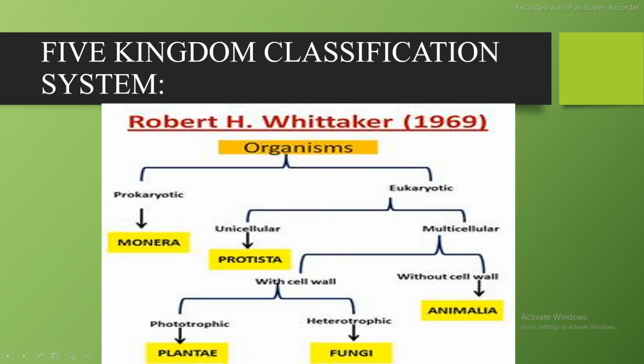Organisms are divided into two types, prokaryotic and eukaryotic. Prokaryotic forms the kingdom Monera, and the eukaryotic is further divided as unicellular or multicellular. Eukaryotic unicellular forms the Protista, while the eukaryotic multicellular is further divided with a cell wall or without a cell wall. Eukaryotic multicellular with a cell wall is further divided as phototrophic and heterotrophic. Phototrophic is included in Plantae, while heterotrophic is included in kingdom Fungi. Eukaryotic multicellular without a cell wall is included in the kingdom Animalia.